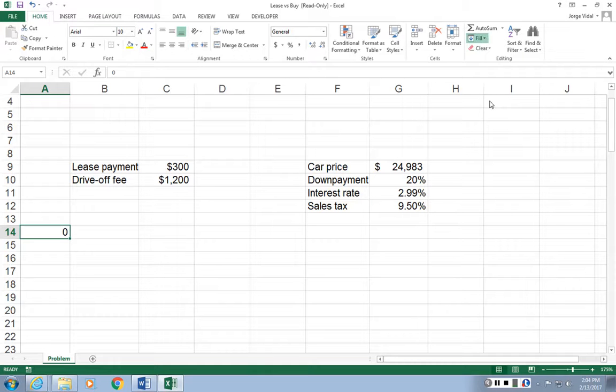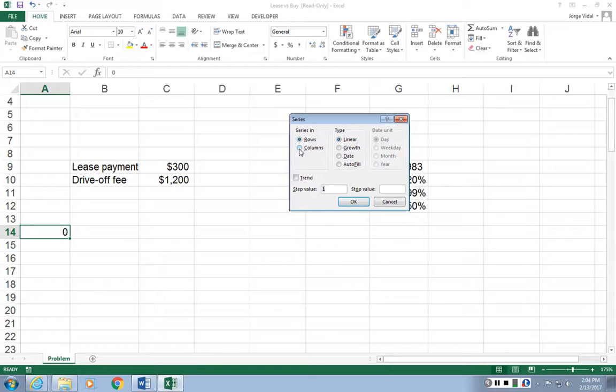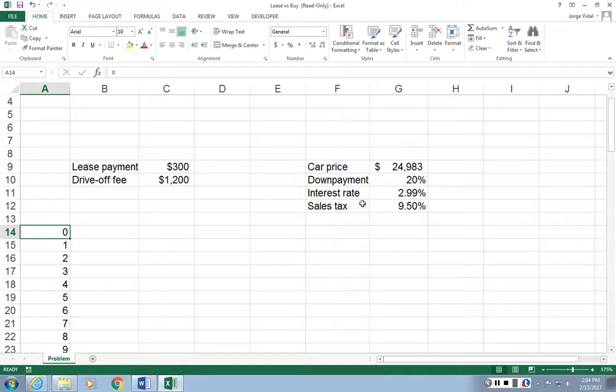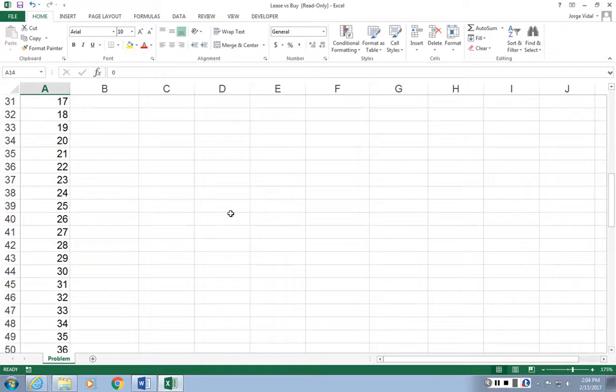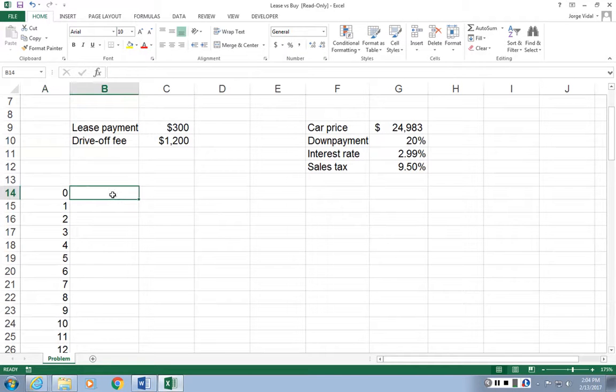Fill, yeah, serious. And you want this in a column, step value, monthly, and then stop value, 36. Now, that's the kind of stuff you have to remember during the exam in case you have to do something. So now you have your 36 payments right there. Okay. Now, what are the cash flows? Let's call this cash flow.